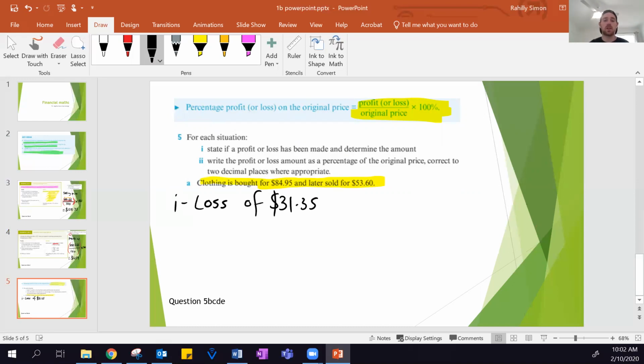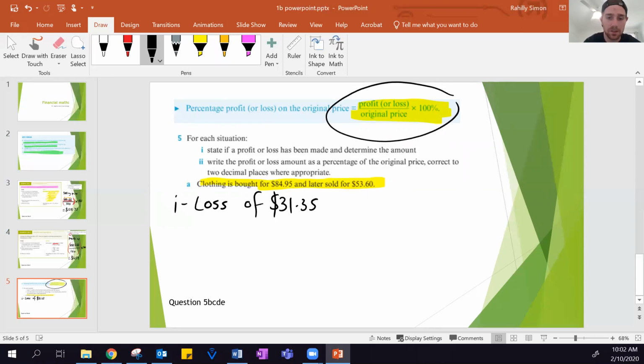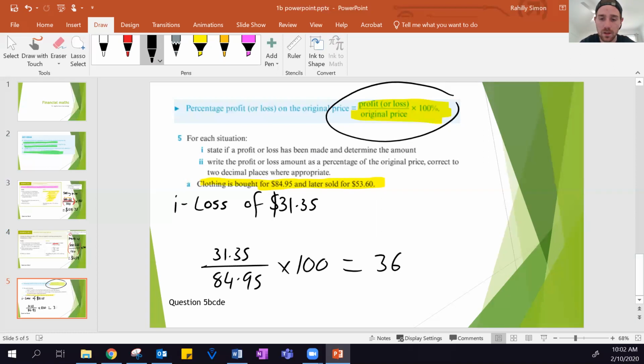Now to work out the second part of this question, write the profit or loss amount as a percentage of the original price. That's where we're going to look at this here. Okay, so what's our loss? Our loss is $31.35 over our original price, which was $84.95. You work that out and times it by 100. So that gives you 36.90, and it's that percentage, okay, because your answer is going to be a percent. You're working out the percentage of a profit or loss. So we had a 36.9% loss.